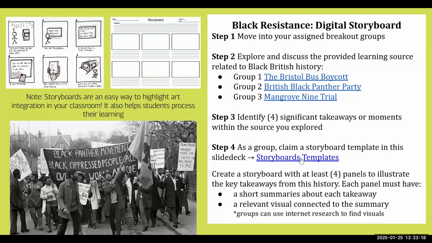So, for example, if I was doing feudal Japan, maybe my first panel will say, the emperor lost his power in the 1800s. I just made that part up, I think. Maybe that is the summary sentence. And then I would go find a relevant visual that connects to what I just said. So maybe a picture of the emperor at that time in Japan. And groups can use internet searches to find visuals.